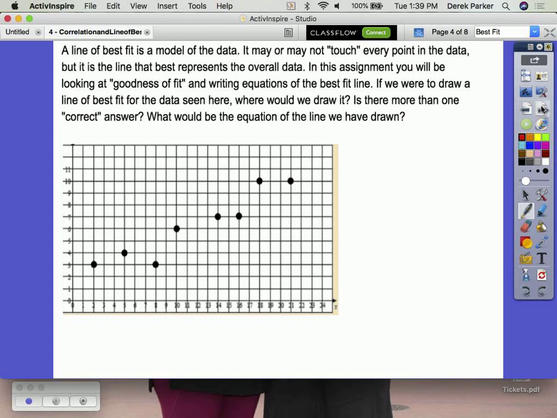So if it were me, I would choose this one and draw it to this one. Now, is there more than one correct answer? Yes. Okay, it's in the eye of the beholder. And then to find the equation, I could do multiple things. I could find the slope of those 2 points, or better yet, I would take the coordinates and plug them in my calculator. And I'm going to show you how to do that in a second.